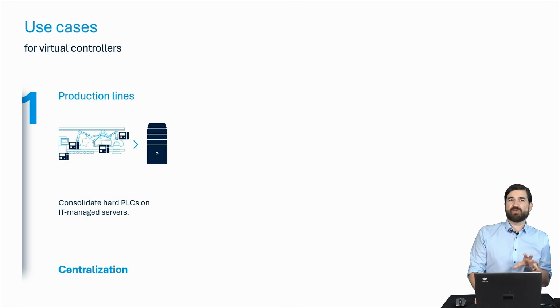Now, the automotive example is one pattern, but there are more use cases for virtual controllers. The first is centralization. That's what we just saw. Taking plants full of distributed PLCs and consolidating them onto IT-managed servers. This is the big scale play for factories and large companies.